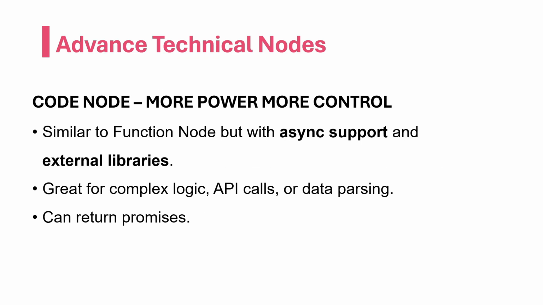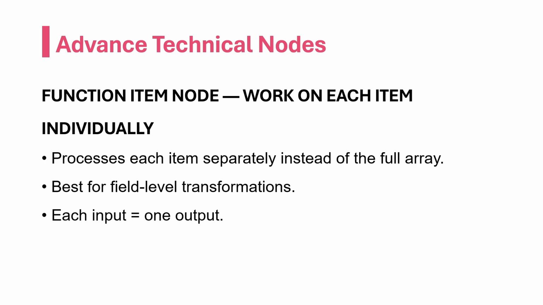Basically, I would like to say that function item node is more convenient than function node when it comes to doing the task very efficiently. There, each input is equal to one output format, so whenever one input is correctly processed into the output, it will take the next one. Otherwise, it will still be stuck on that particular item, and you have to deal with the error in order to move to the next one. So that's why a lot of programmers who are creating n8n workflows prefer the function item node.